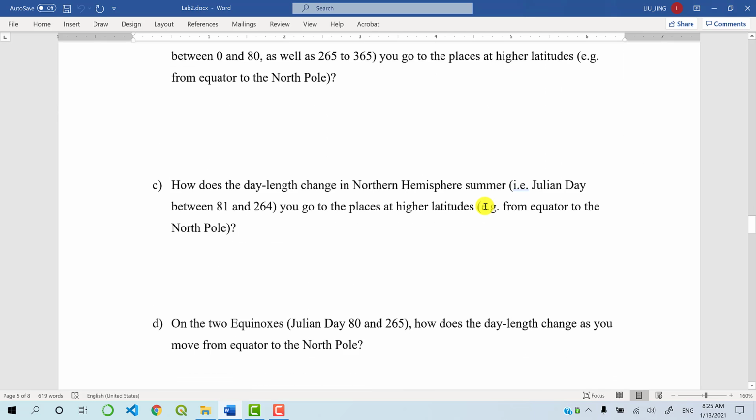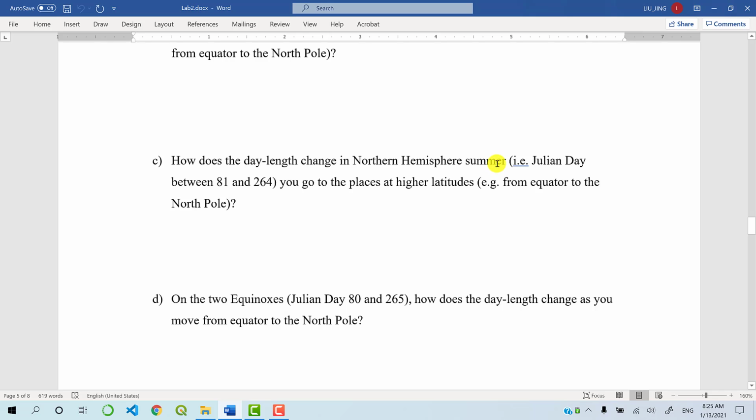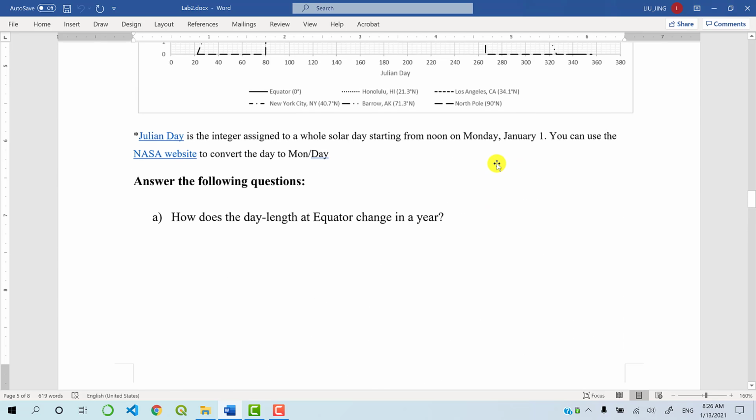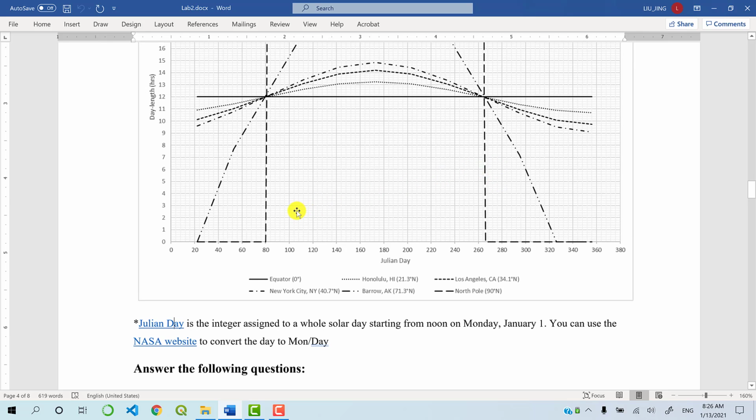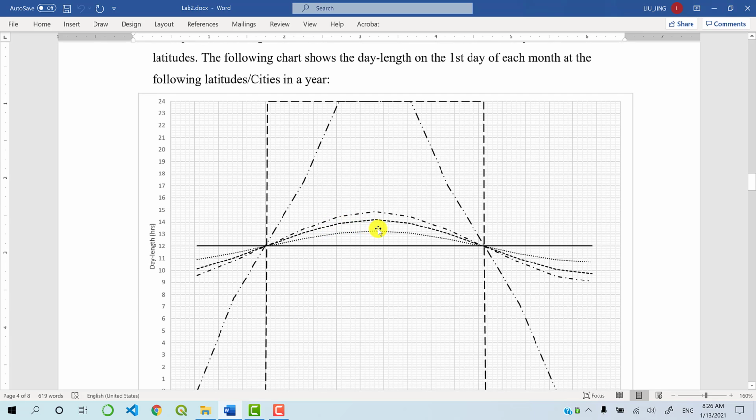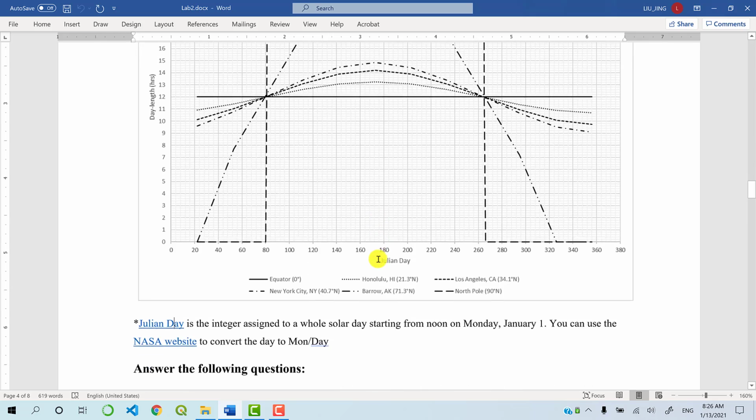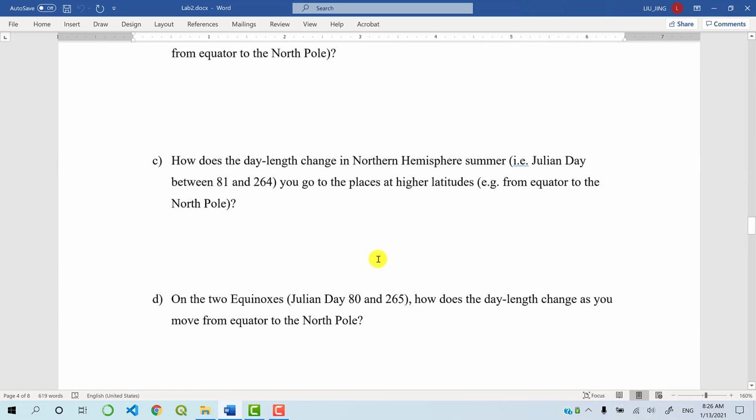Okay, read the question. And how does the day length change in northern hemisphere summer? So basically between those 2 days, 80 and 265, this period, when you move from equator to the north. Okay, equator, Honolulu, LA, New York, Barrow, Alaska, and North Pole. Okay, how the data change when you go to the north.